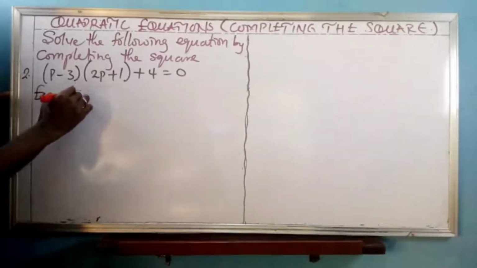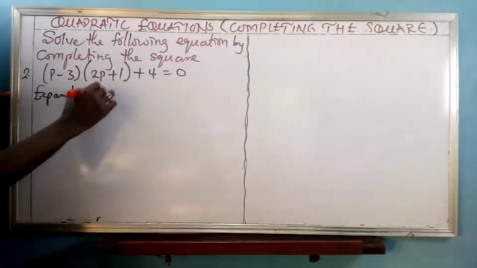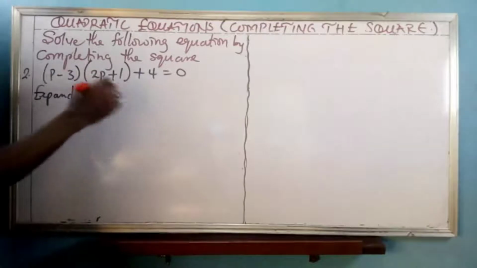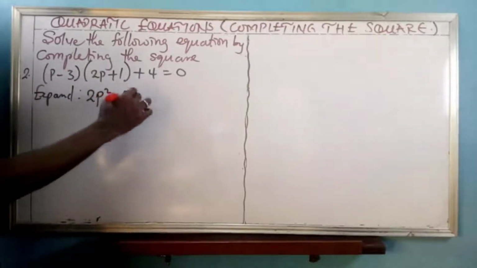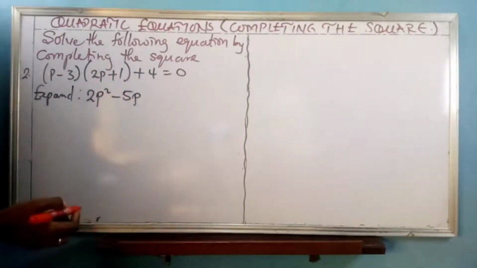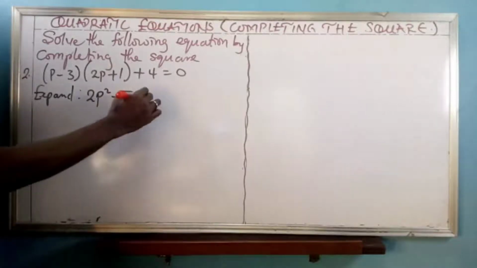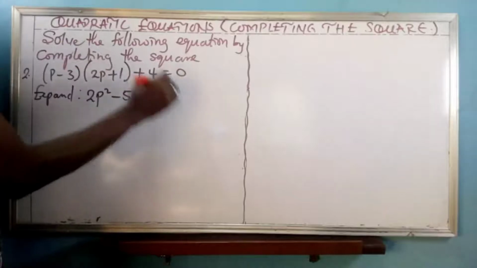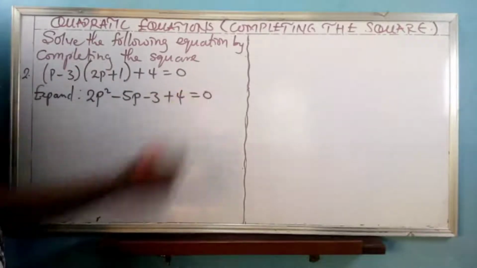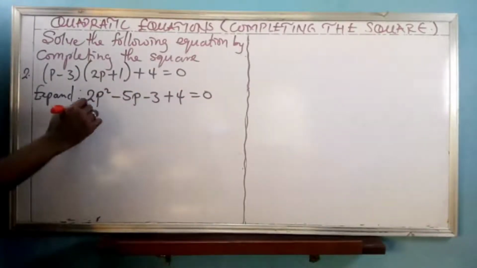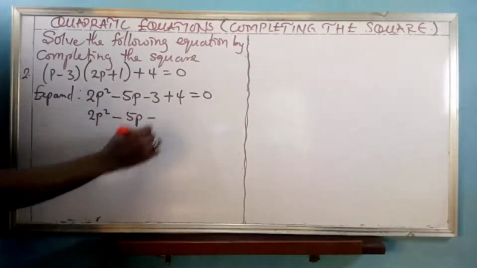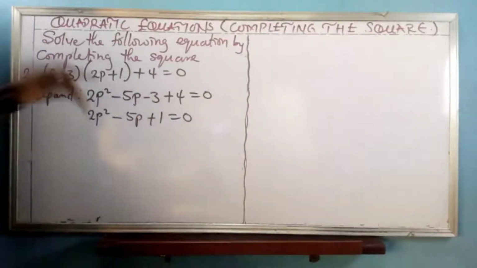When you expand it, what do we have? 2p square. That's very good. Somebody is telling me the answer here. 2p square minus, by the time you simplify that one, I will give you 5p, isn't it? Minus 3 plus 4. You know, this one will give you minus 3, then plus 4 that you have at the end, then you have is equals to 0. You can simplify it further. You have 2p square minus 5p plus 1 is equals to 0. Let's go back to the step now.